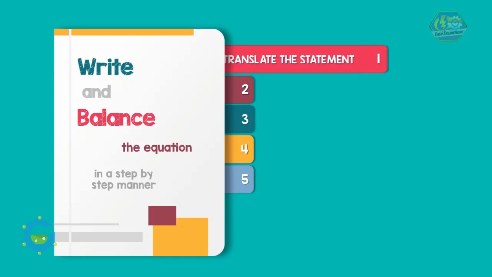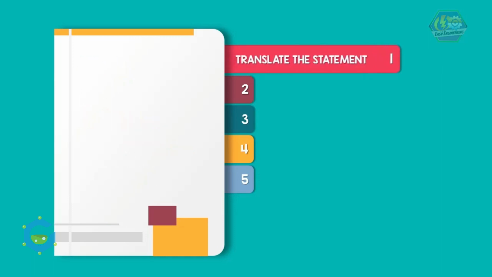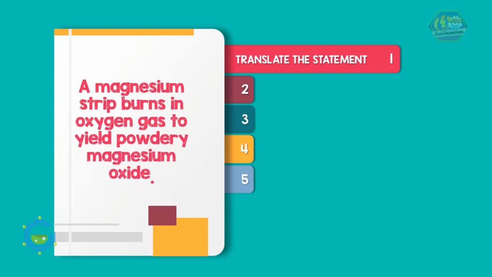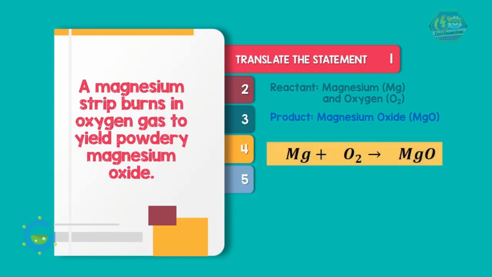Number 1. Translate the statement. A magnesium strip burns in oxygen gas to yield powdery magnesium oxide. We need to identify the reactants, which are the substances that react with each other. Here we have magnesium and oxygen. The oxygen is a diatomic molecule, so it exists as O2. Our product will be magnesium oxide. At the beginning of balancing the equation, we put a blank in front of each formula to remind us that we must account for its atoms.